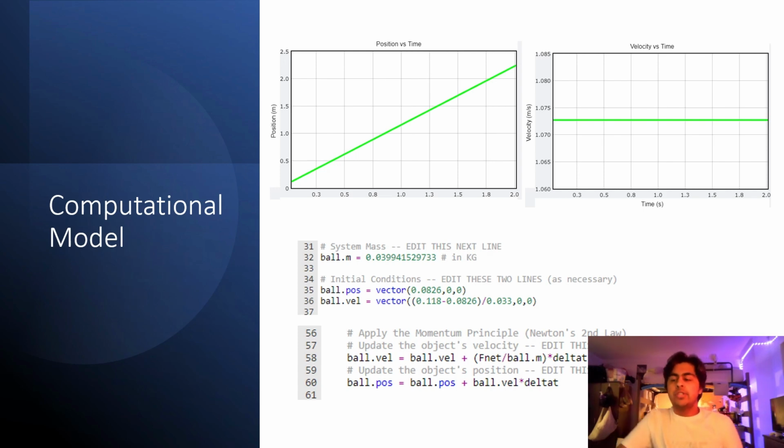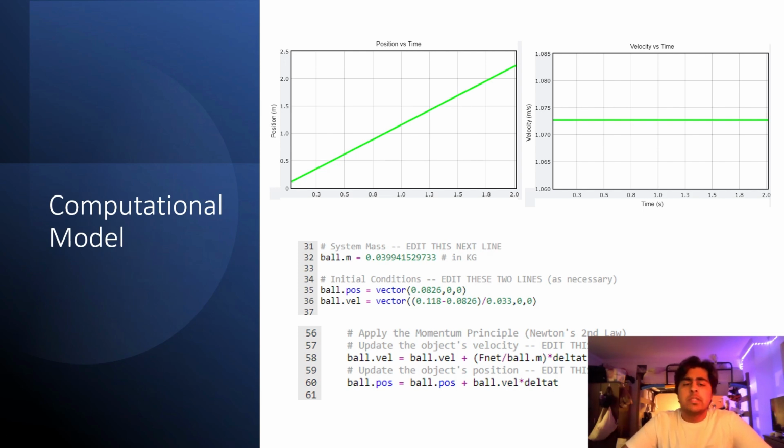So the mass of the object is 0.03994 kilograms, and the initial position of the object was calculated using Tracker, and the initial velocity was calculated by getting the average x position from the first two data points. The mass of the object initially does not matter because there are no net forces, and it's canceled out.